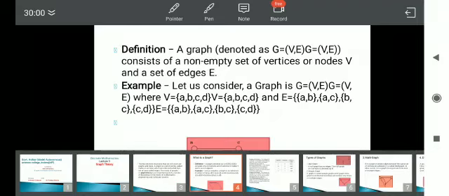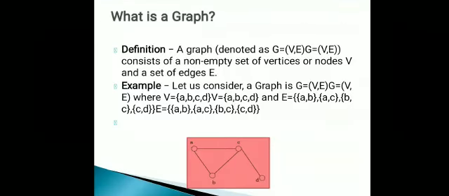So, definition: what is a graph? Actually, a graph is a collection of edges and vertices. The definition is capital G equal to (V, E). Here capital V is the set of all vertices and capital E is the set of all edges. For example, let us consider a graph G = (V, E). In this example, we have 4 vertices A, B, C, D and 4 edges: A to C, C to B, A to B, and C to D.